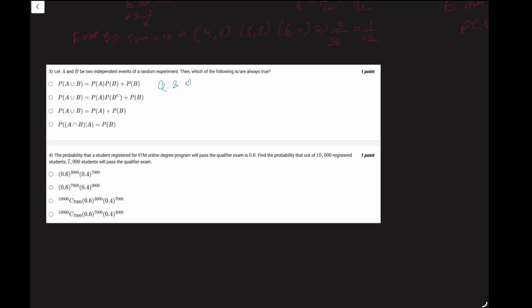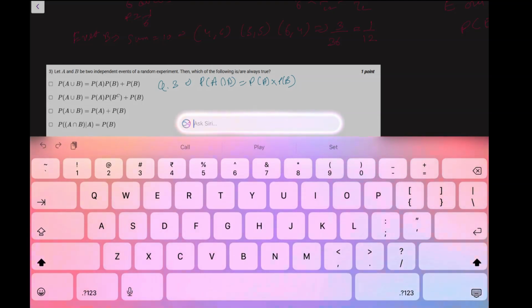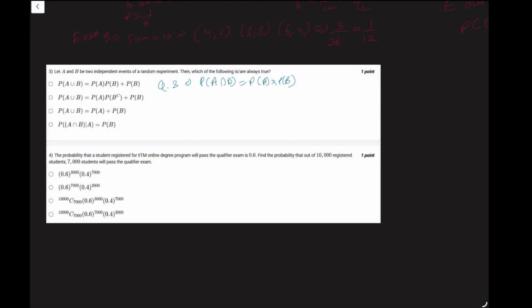Let's recall the basic facts. Independence means, as I said, the probability of A and B is the probability of A times the probability of B. The probability of both events happening is the product of the individual probabilities. Then you have the union formula, P(A union B). It's P(A) plus P(B) minus P(A and B).